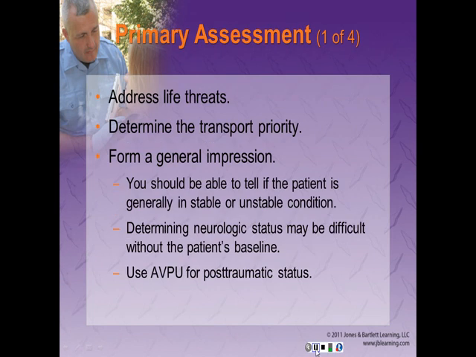Address life threats. Determine the transport priority of the patient and be conservative in your thinking. Form a general impression. As you approach the patient, you should be able to tell if he or she is generally stable or unstable. Determine neurologic status, as this may be difficult if you do not know the patient's baseline. You should try to get information about the baseline from someone familiar with the patient, if at all possible.